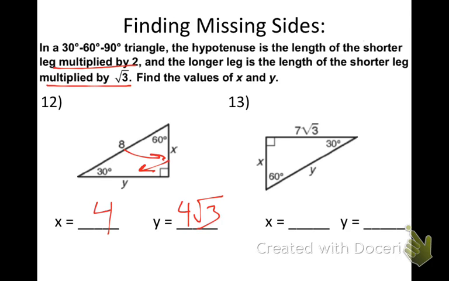Number 13. Notice, what do I have? I have the long side. When I have the long side, I still want to find the what first? Short side. What's x going to be, Sean?